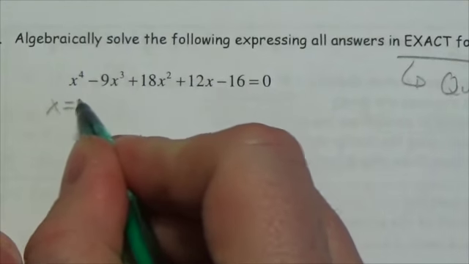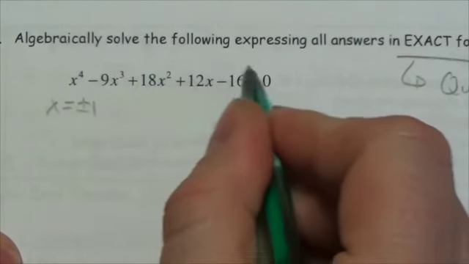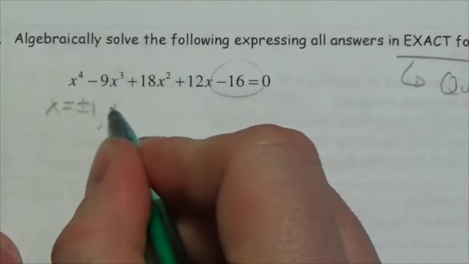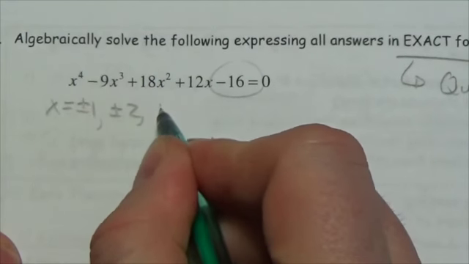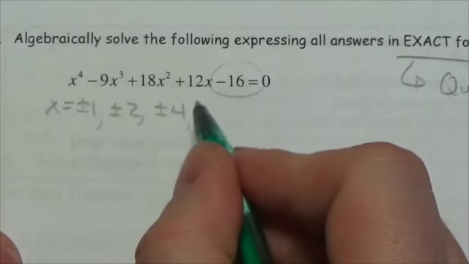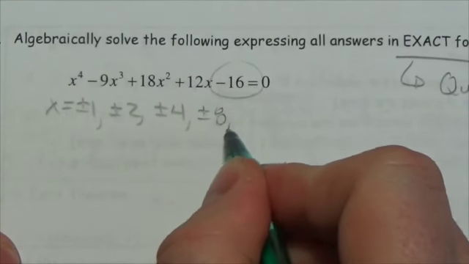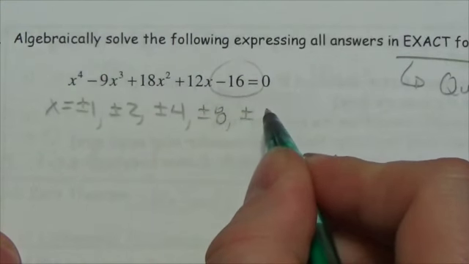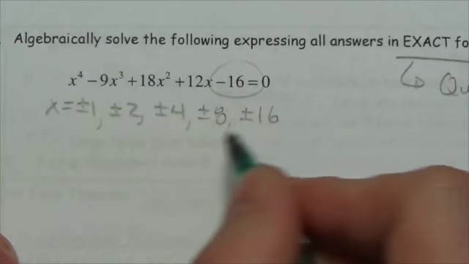So my possibilities are going to be plus or minus 1, because remember, I'm looking at the negative 16 now. Plus or minus 2, plus or minus 4, plus or minus 8, plus or minus 16. I guess we jump right up to there.